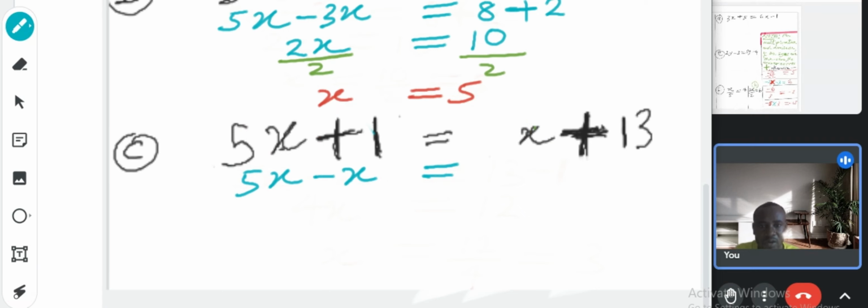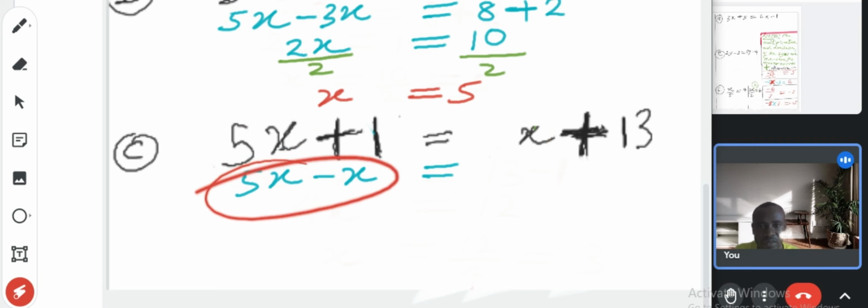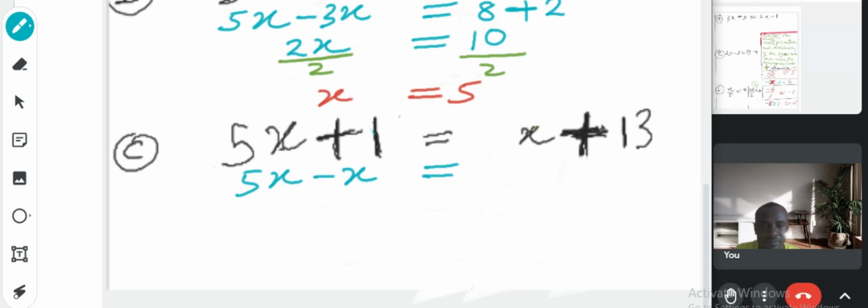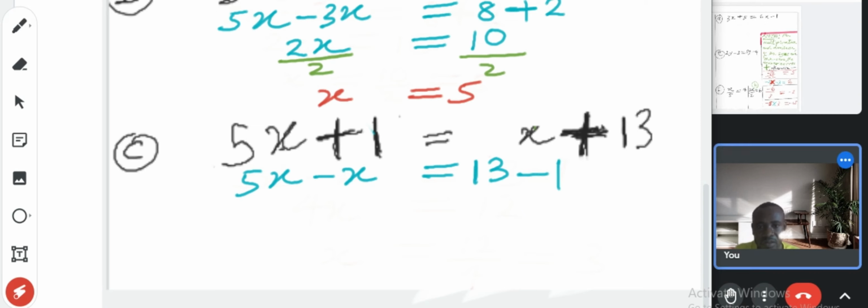Then equal to, I collect the numbers. I've collected the ones with x together, which is this. I'll collect the numbers. What do I write first? You write plus 13, which is the same thing as just writing 13. Minus 1, because this plus 1 will cross over and becomes minus 1. Okay, 13 still retains its sign because it's still on the same side.